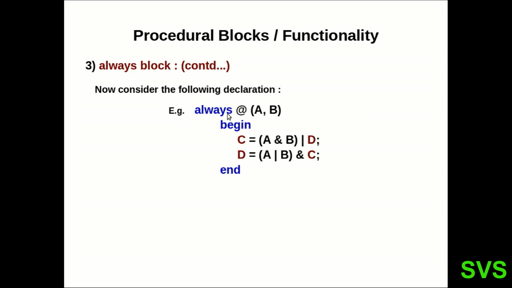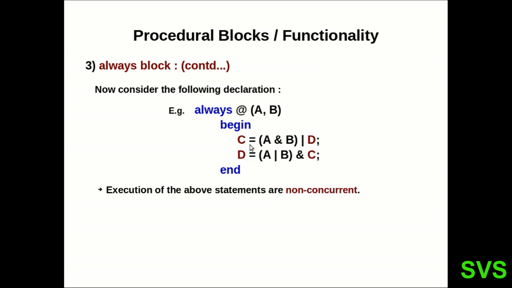Now consider the following declaration for the always block. Since here we have multiple statements, we'll be wrapping everything in begin and end. So these two statements are executed sequentially. So after the C statement is executed, then the D statement gets executed.